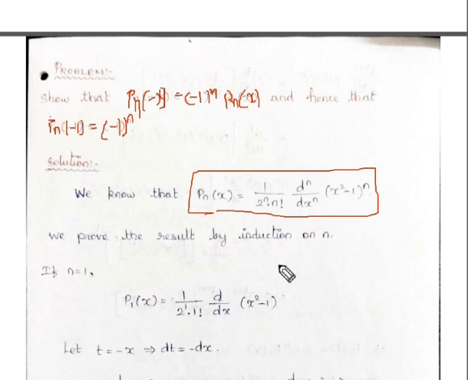by the induction method. What is the induction method? We prove the result is true for n equal to 1, then assume it is true for n equal to k, and if we prove it is true for k plus 1, then we have proved this result. This is the induction method proof.